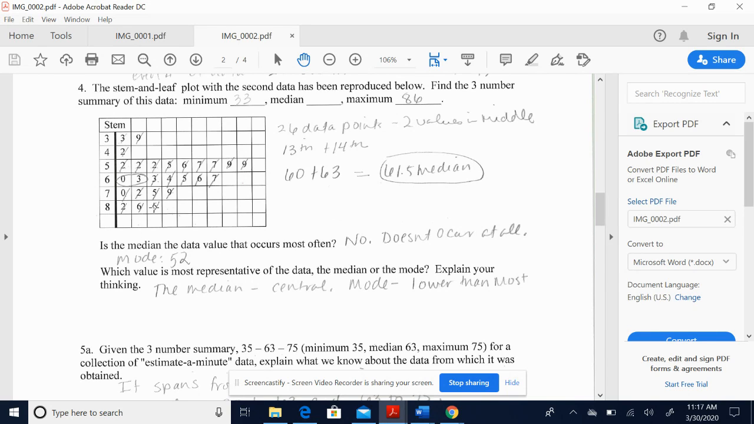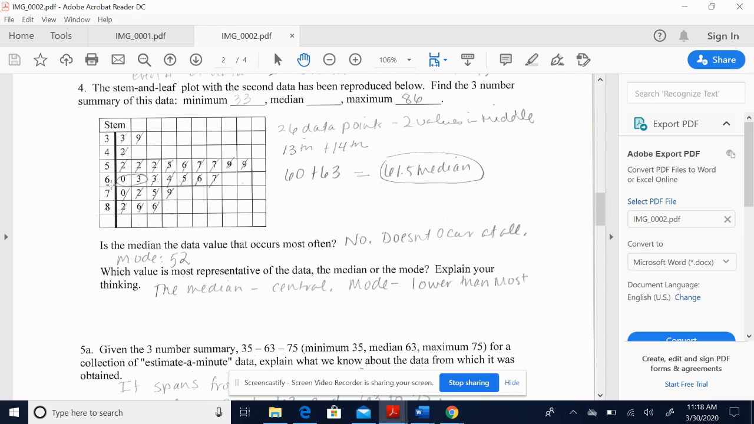Okay, now what about the median? When I count this, there's 26 data points. So that's an even number. Split 26 in half, that's 13. So between the 13th and the 14th, that's where I'm going to find the data points. I could mark them off here. High, low, high, low, high, low. I could keep doing that until I found my center.